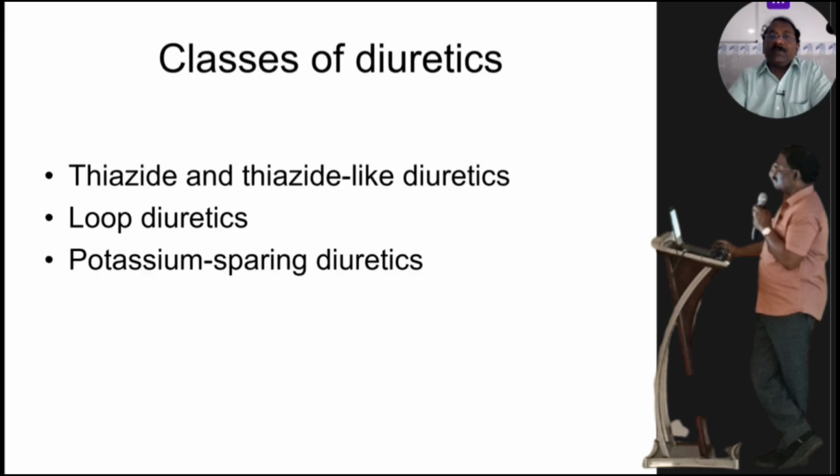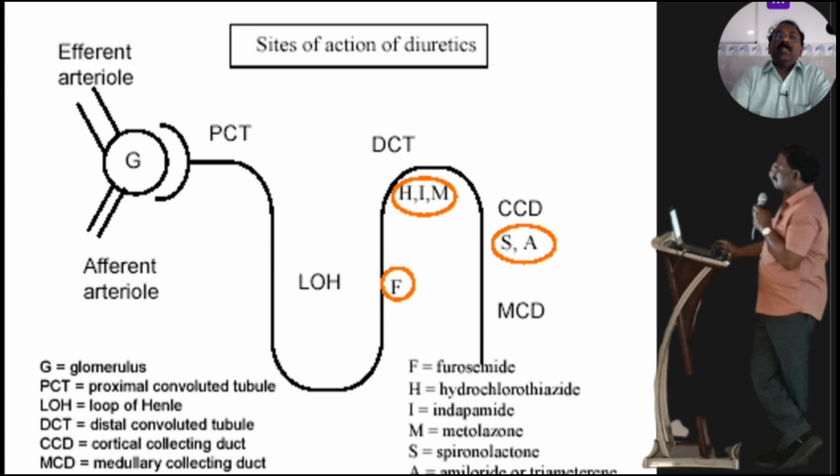You have three types of diuretics: thiazide or thiazide-like diuretics, loop diuretics, and potassium-sparing diuretics. Thiazide diuretics: chlorothiazide, hydrochlorothiazide, chlorthalidone. Thiazide-like diuretics: indapamide. Loop diuretics: furosemide, torsemide, etc. And potassium-sparing diuretics like spironolactone.